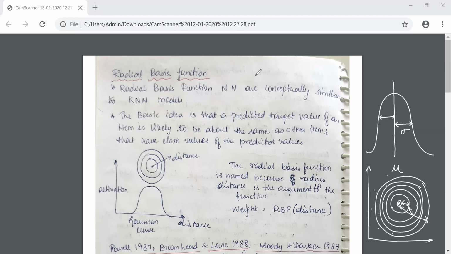Suppose there's a point over here. The way in which I identify that point with respect to the predictor value, how far that object is with respect to the given data matters a lot. And the distances that I observe here are going to be the radius function.